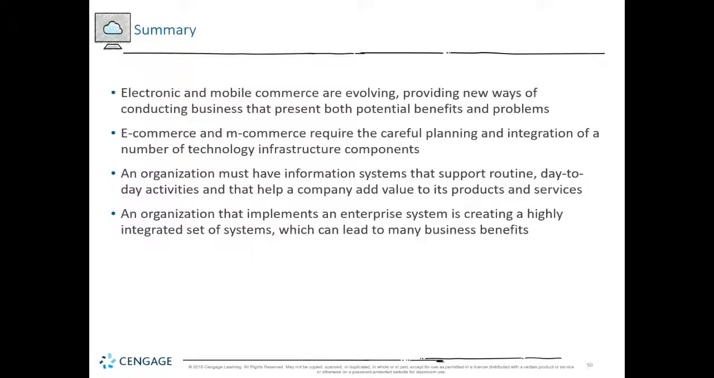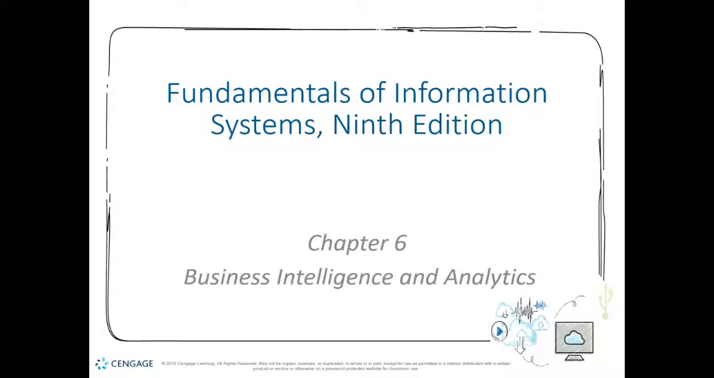Summary. Electronic and mobile commerce devices are evolving, providing new ways of conducting business that present both potential benefits and problems. E-commerce and m-commerce require careful planning and integration of a number of technology, infrastructure, and components. An organization must have information systems that support routine, day-to-day activities that help a company add value to its products and services. An organization that implements an enterprise system is creating a highly integrated set of systems which can lead to many business benefits. Chapter 6. Business Intelligence and Analytics.